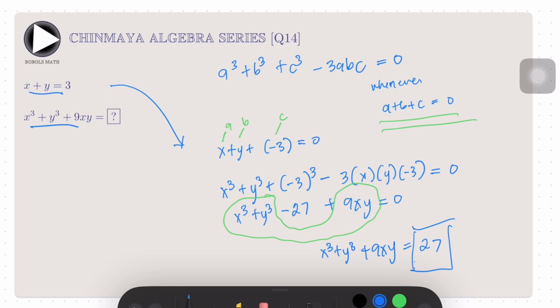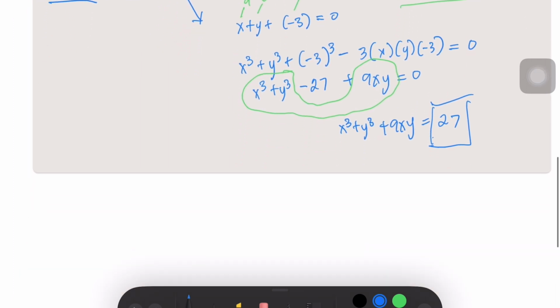If you're familiar with this identity, then you can definitely answer this question in less than 15 seconds. If this is an oral math competition, then you can definitely get this one quickly. If you're wondering how you'd answer this if you don't know this identity, then I showed you as well the long way of doing this.